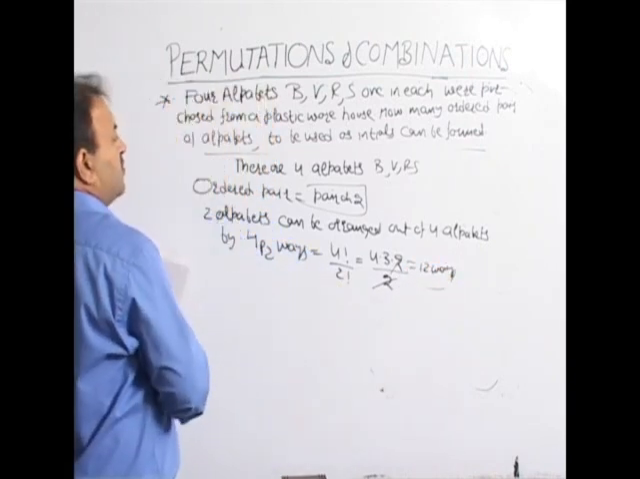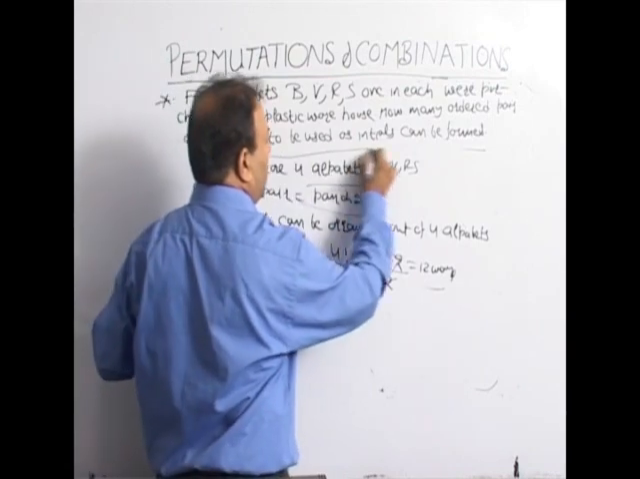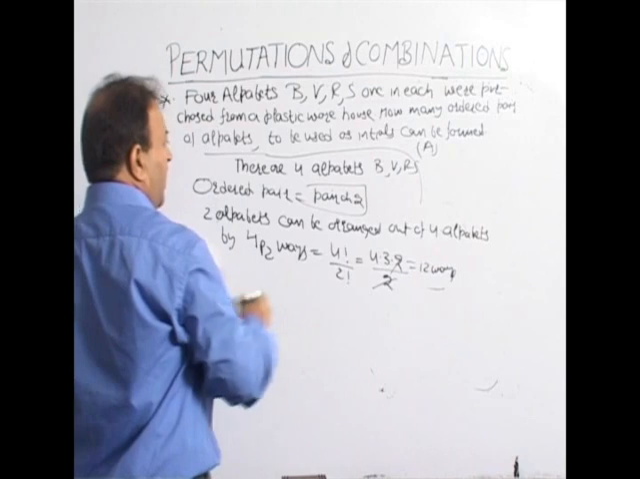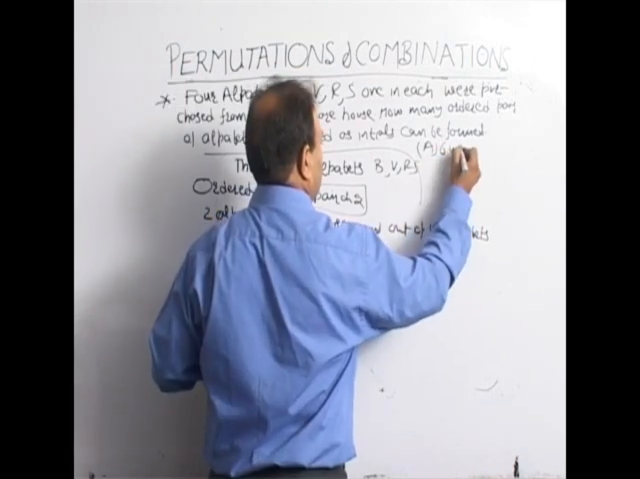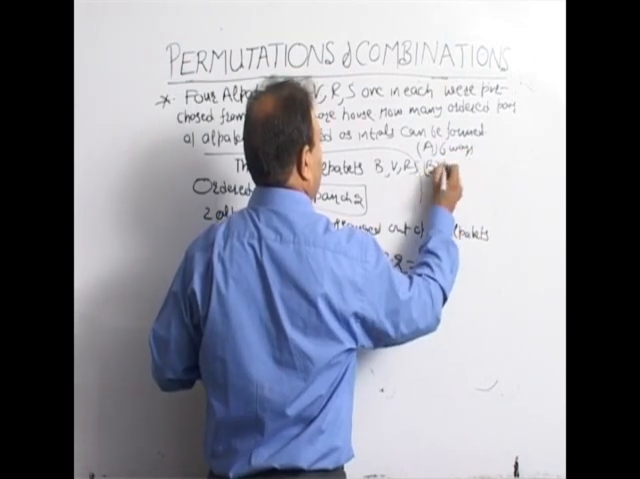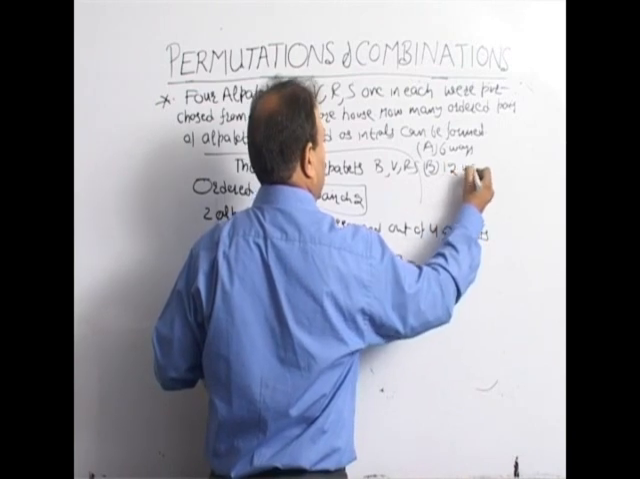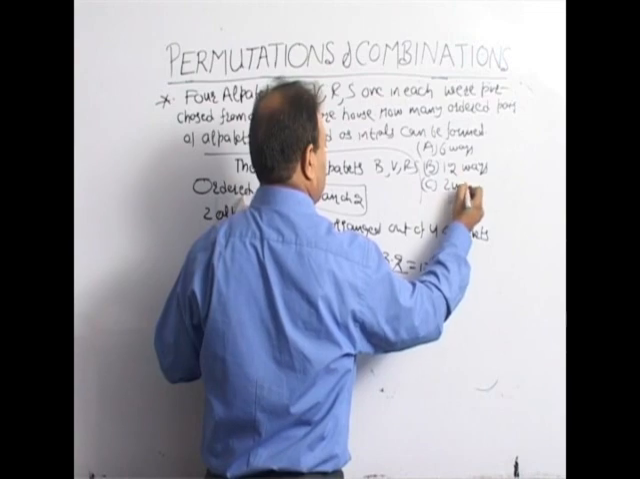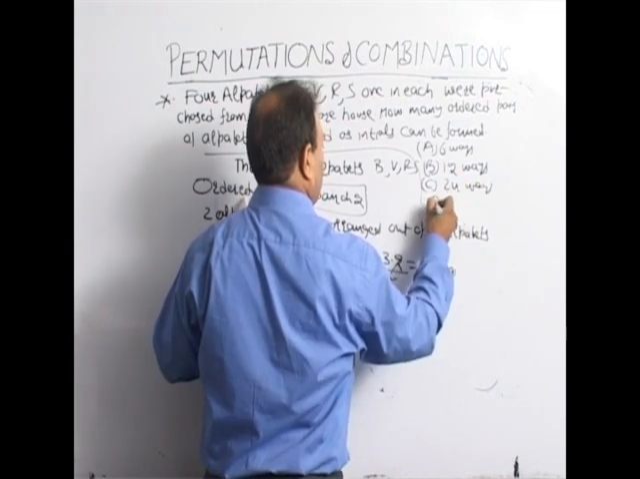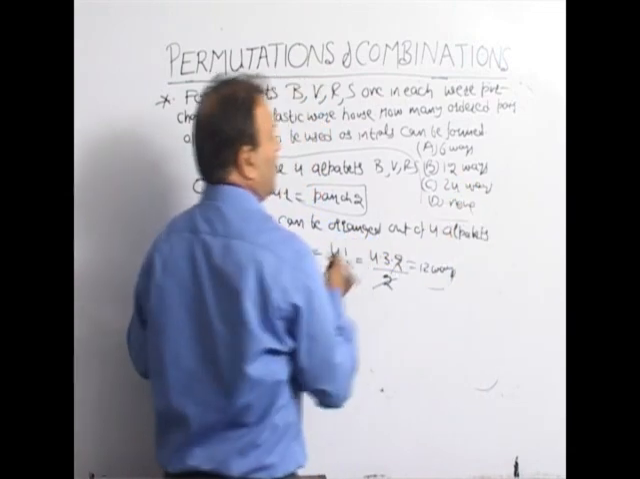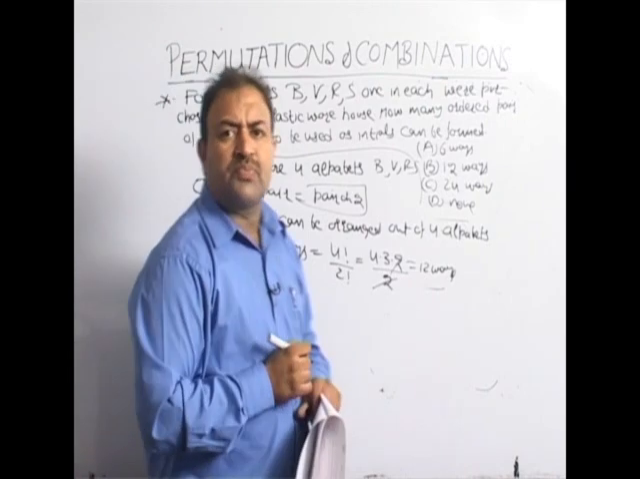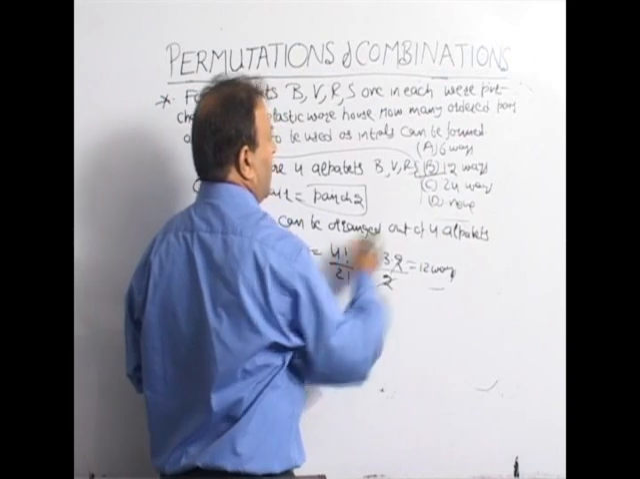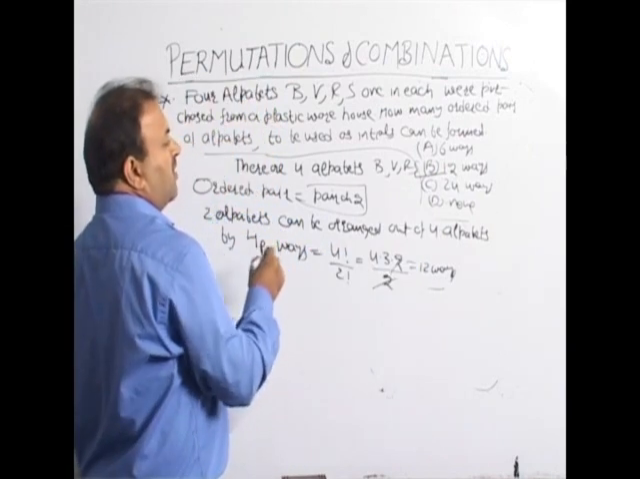I forgot to write down the 4 options we have been given. A is 6 ways, B is 12 ways, C is 24 ways, D none of these. Now looking at these 4 options, I think the right option is B. So the correct answer is B.